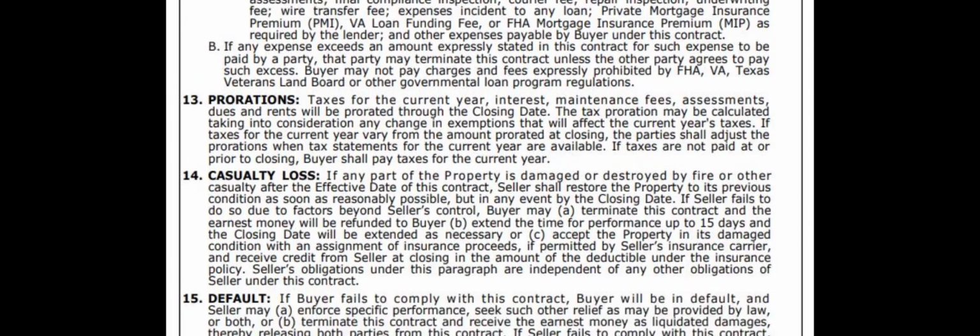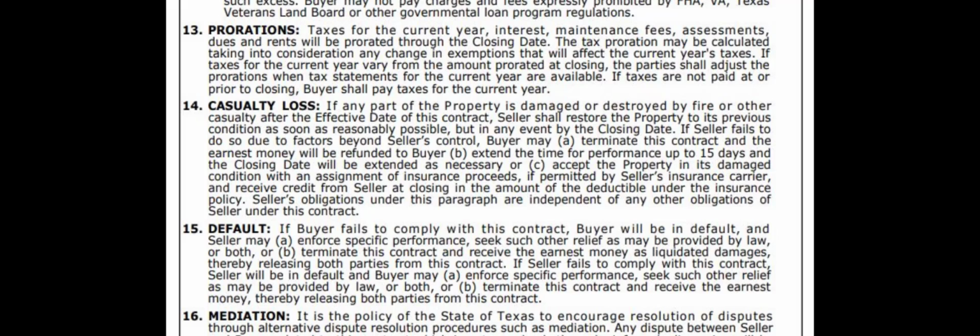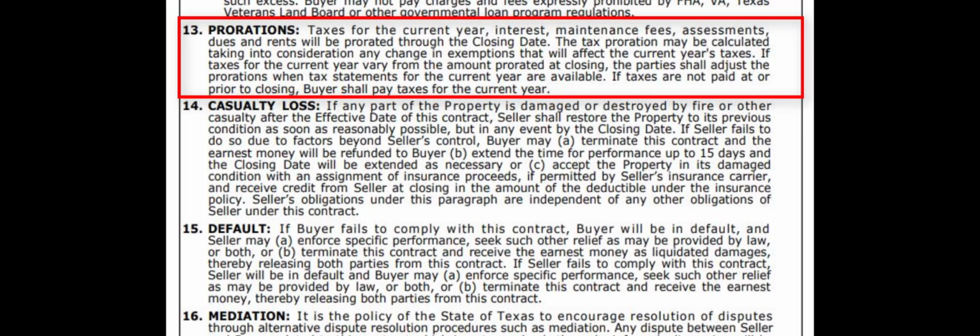The next paragraph, moving on, is paragraph 13, prorations, and that reads as follows: taxes for the current year, interest, maintenance fees, assessments, dues, and rents will be prorated through the closing date. The tax proration may be calculated taking into consideration any change in exemptions that will affect the current year's taxes. If taxes for the current year vary from the amount prorated at closing, the parties shall adjust the prorations when tax statements for the current year are available.